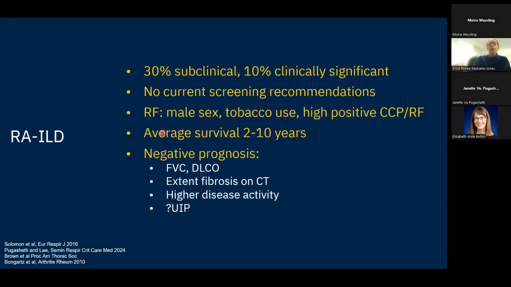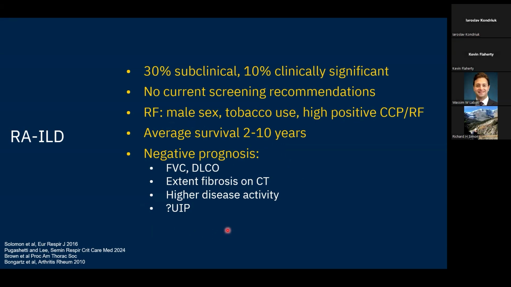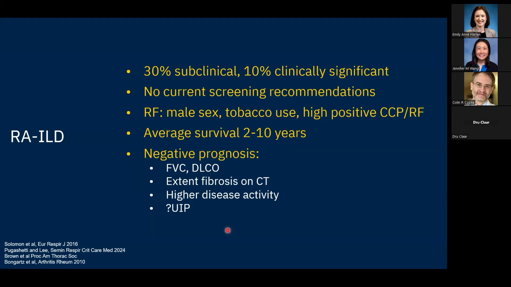And then once you diagnose ILD, some risk factors for negative outcomes include lower FVC and DLCO, extent of fibrosis on CT, and higher disease activity in terms of how many tender and swollen joints a patient has and how well their RA is controlled overall.